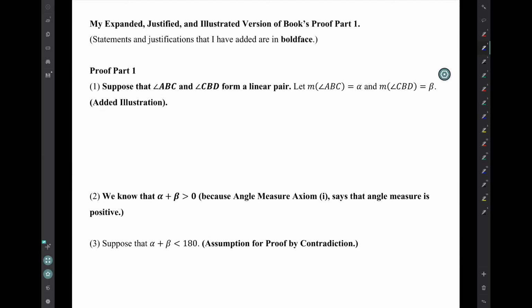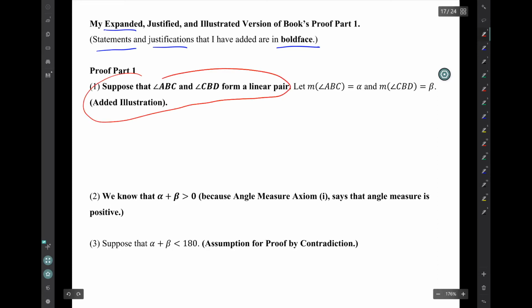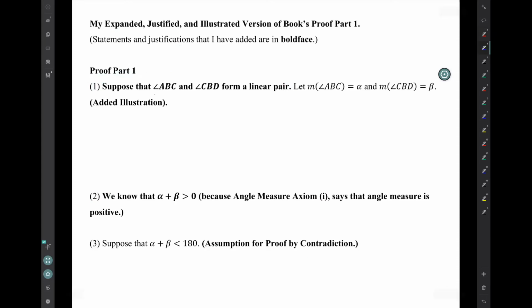Now, in my expanded proof, statements and justifications that I've added are in boldface. So you can see there's quite a bit of stuff here that was not in the book's proof. So again, this is a proof of part 1. Suppose ABC and CBD form a linear pair, and let measure of angle ABC equal alpha and measure of angle CBD equal beta. And I'll add this illustration.